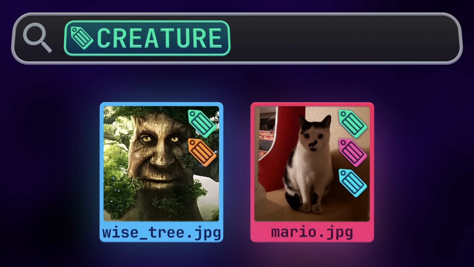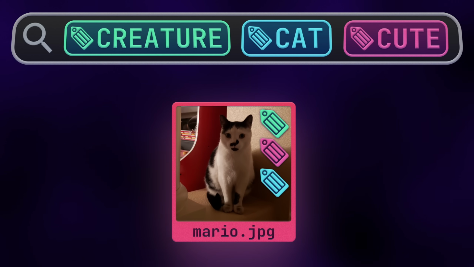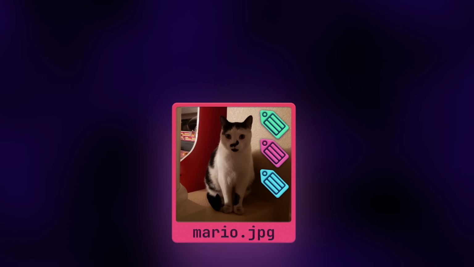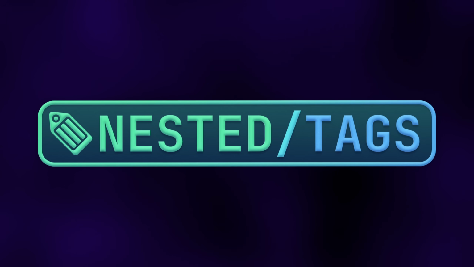Tags not only make it easier to classify your files, but they make it even quicker and more intuitive to find them later. Just search for the tags you want in the first place, instead of sifting through different possible folders. Now we're getting somewhere. But what if I told you the tags can have even more power than this? Some programs out there, like Obsidian for example, support what are called nested tags.